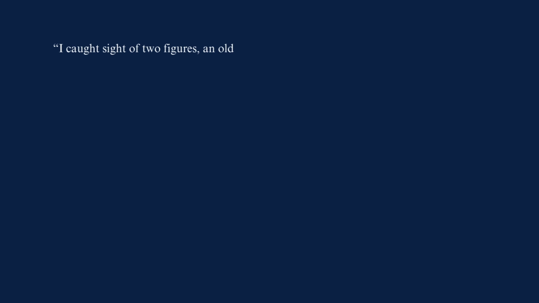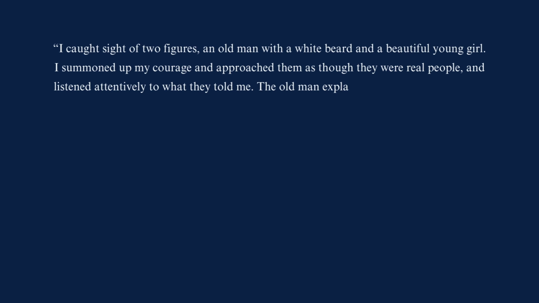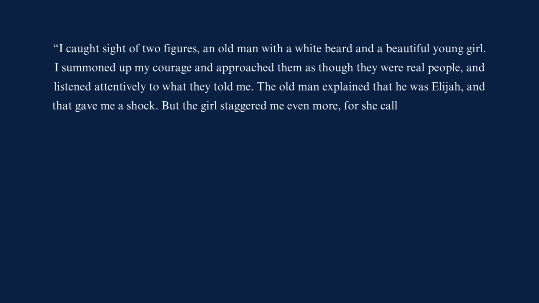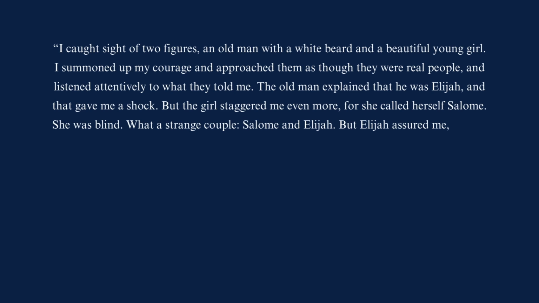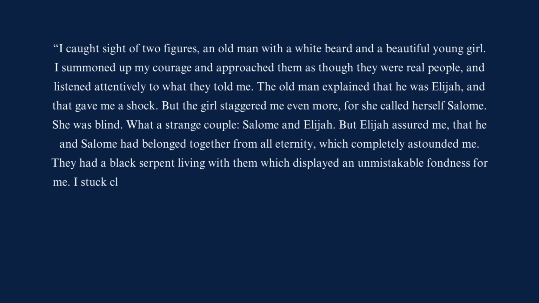And he described his first experience with active imagination like this. He said, "I caught sight of two figures, an old man with a white beard and a beautiful young girl. I summoned up my courage and approached them as though they were real people and listened attentively to what they told me. The old man explained that he was Elijah, and that gave me a shock. But the girl staggered me even more, for she called herself Salome. She was blind. What a strange couple, Salome and Elijah. But Elijah assured me that he and Salome had belonged together from all eternity, which completely astounded me.